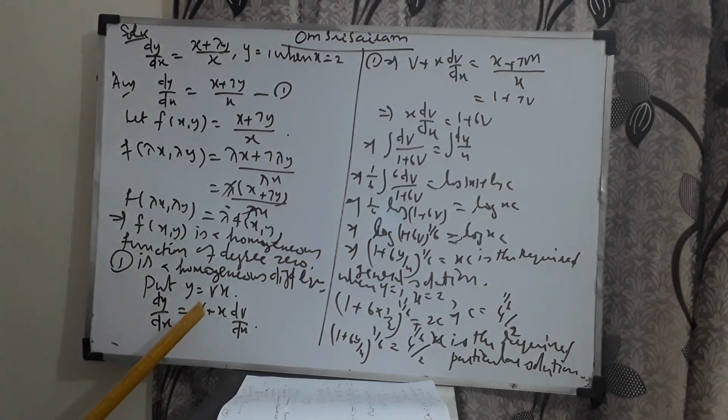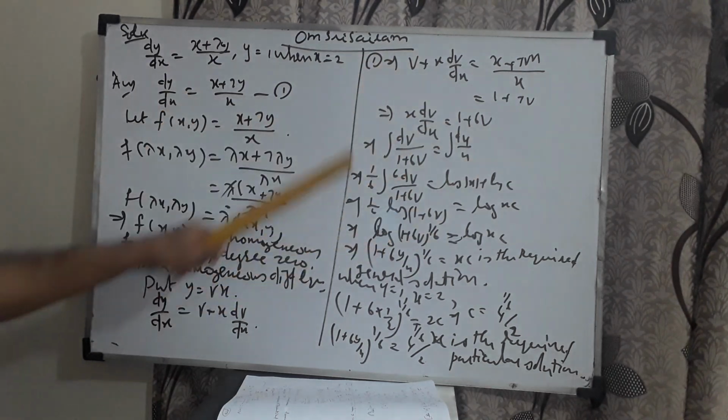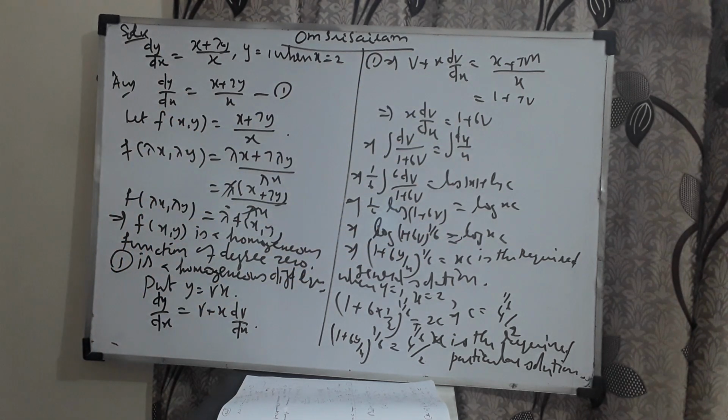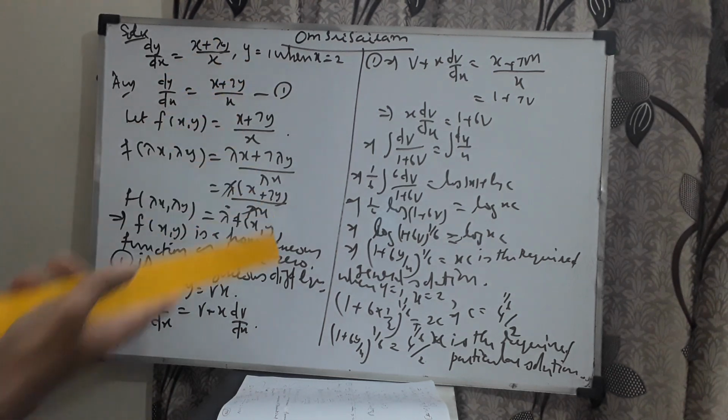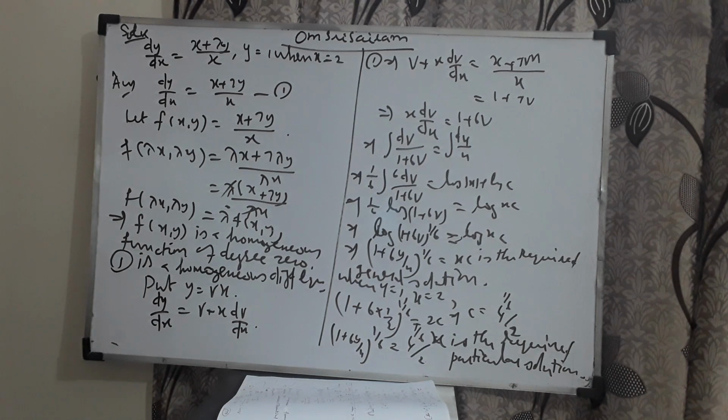Now dy by dx becomes v plus x dv by dx. Understand why you are using such a substitution. If you use such a substitution for a non-homogeneous equation, I won't get a split up over here. Remember carefully, this substitution is meaningful only when the function in the right hand side is identified to be homogeneous, or the given equation is a homogeneous differential equation. I should not use such a substitution for a non-homogeneous equation. It makes no sense. If there is 2 here, there is 1 here, there is 1 here, it's called non-homogeneous. Each term should be of the same degree.